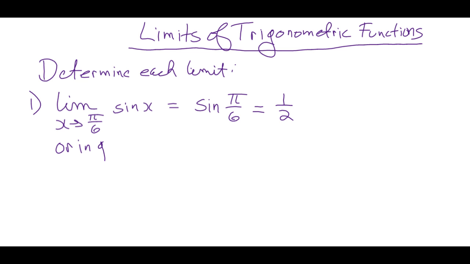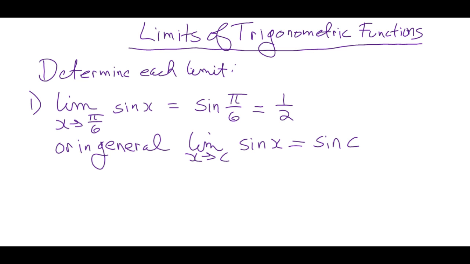Because what do we know about the sine function? Is it continuous or not? Yes, it's continuous. So the limit as x approaches c of the sine of x is just equal to sine c. It's a continuous function, so you can substitute any value of x into it, 0, pi over 6, 1 million pi over 6, and it'll just be what it is. So this is a more general way of stating that: the limit as x approaches some constant of the sine of x is just the sine of that number.